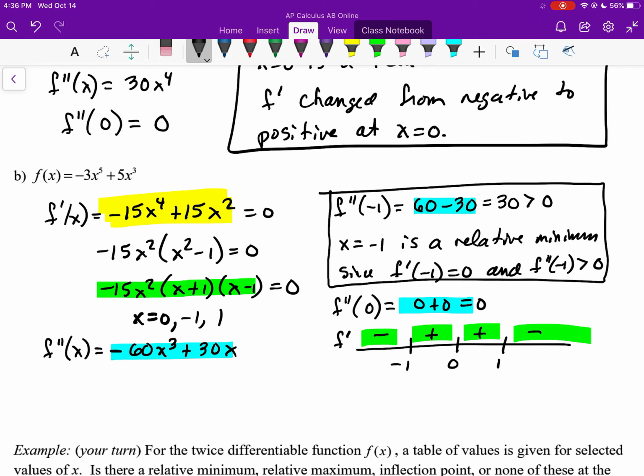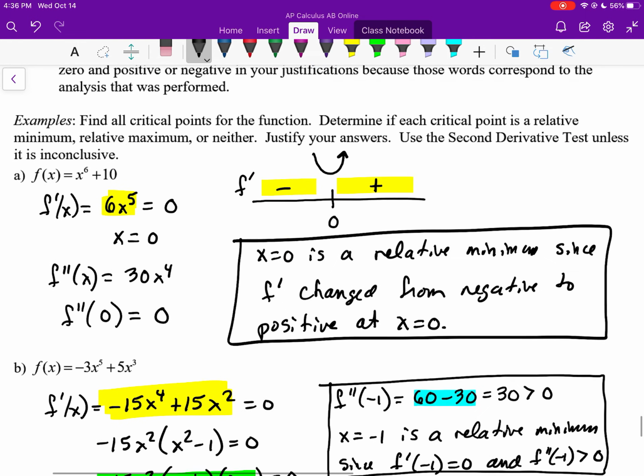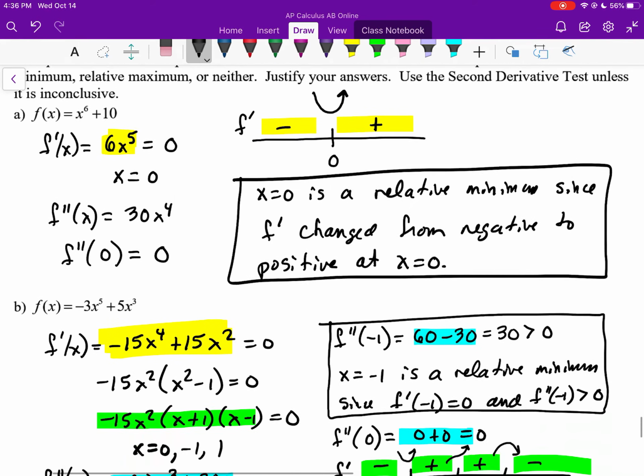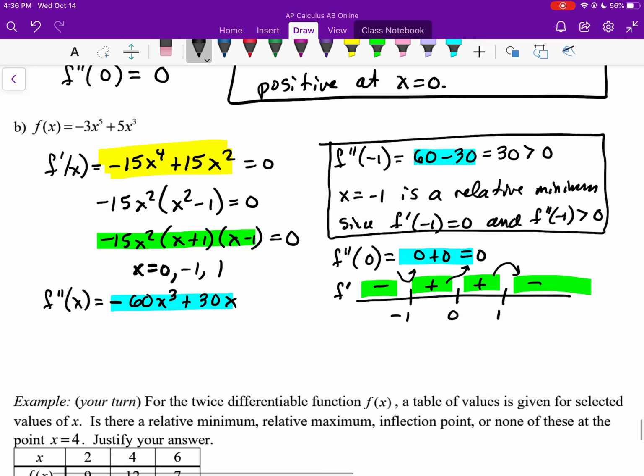At x equals 0, the function was basically going down, then it went up, it was going up, then it continued up, it was going up, and then it went down. At x equals 0, we do not get a relative minimum, nor do we get a relative maximum. This particular problem, they want us to determine if each critical point is neither or a relative min or relative max, and so we're going to have to justify that it's neither.